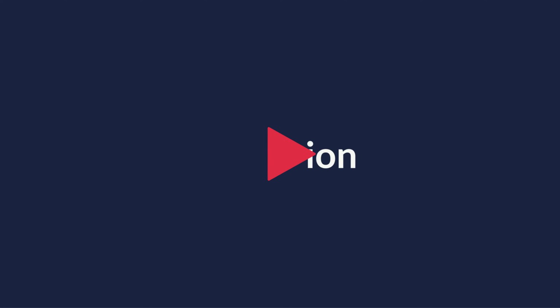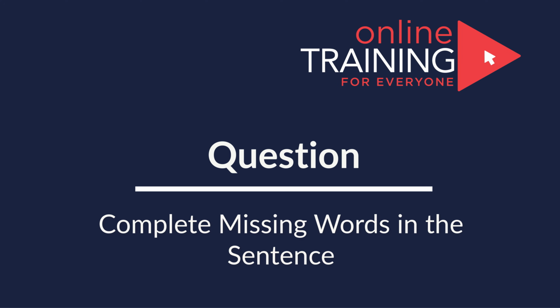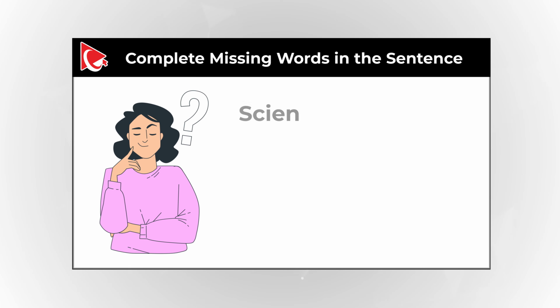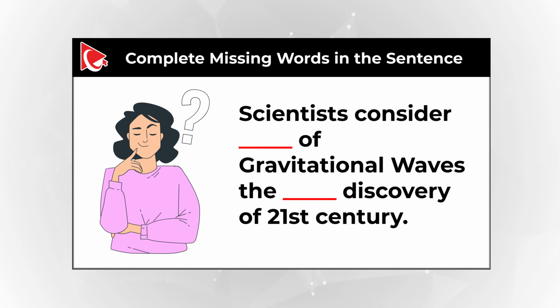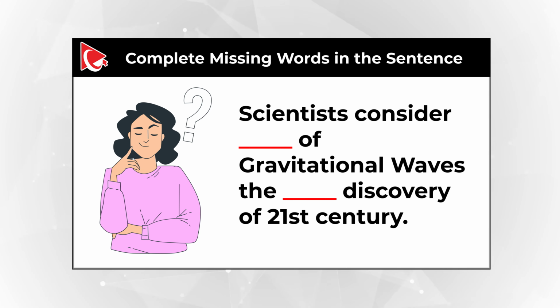Here's a very interesting question which may not be as simple as it looks. You're presented with the sentence, "Scientists consider something of gravitational waves the something discovery of the 21st century." You need to complete the missing words and replace something in the sentence with one out of 4 different choices.